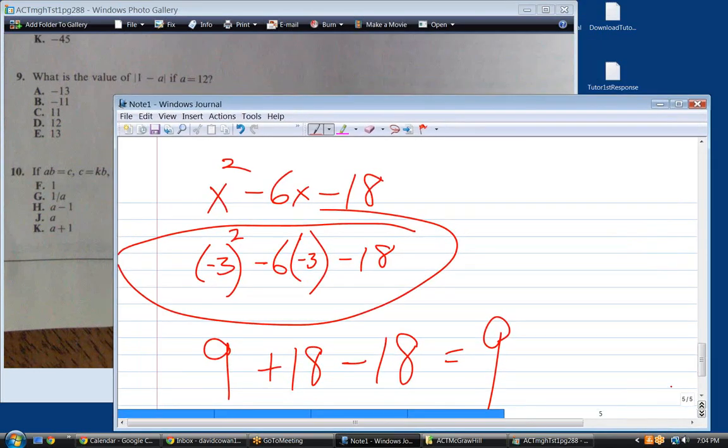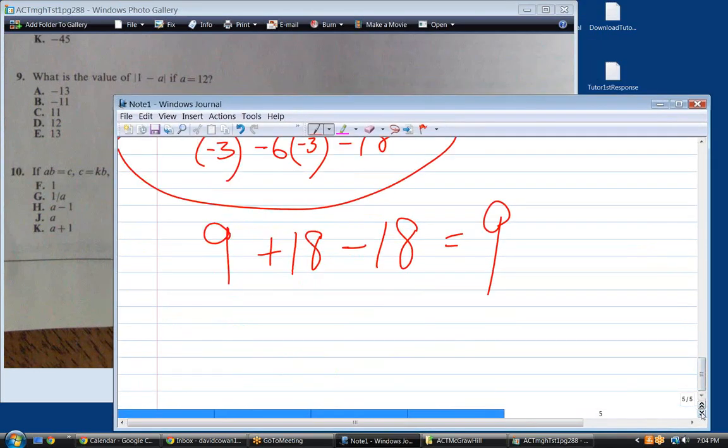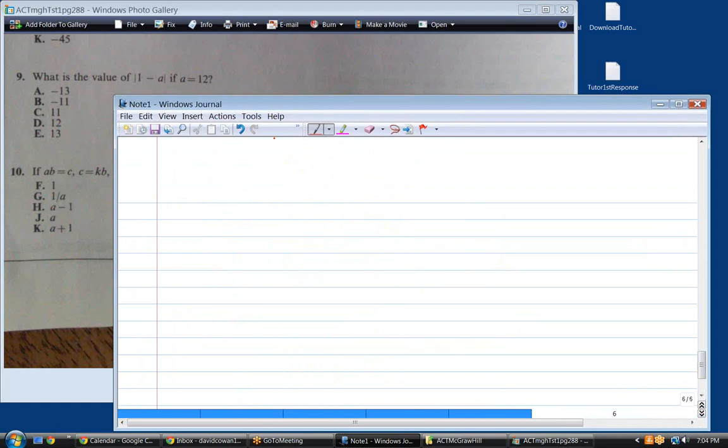Okay, absolute value. Are you familiar? You know absolute value, right? I think so. Okay. They want to know what is the absolute value of 1 minus A if A is equal to 12.